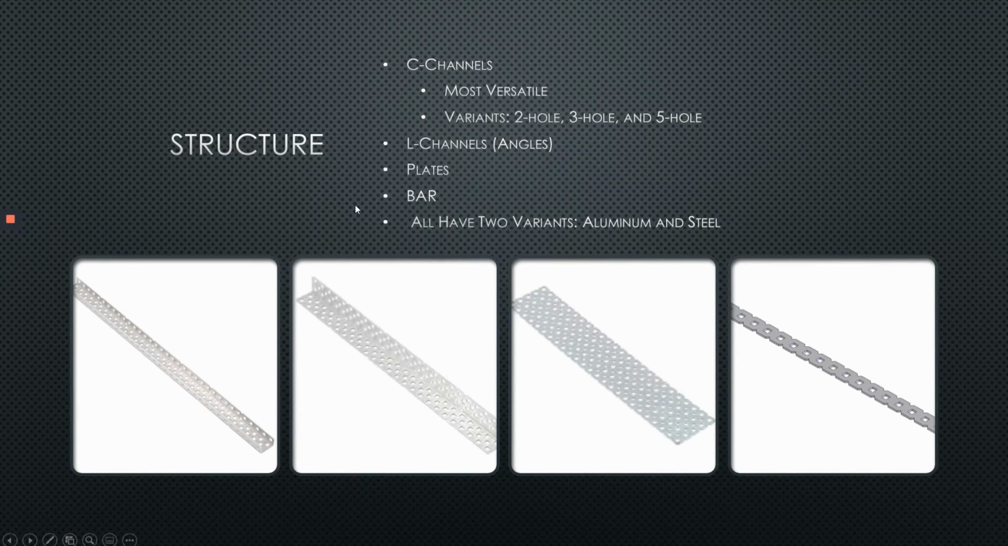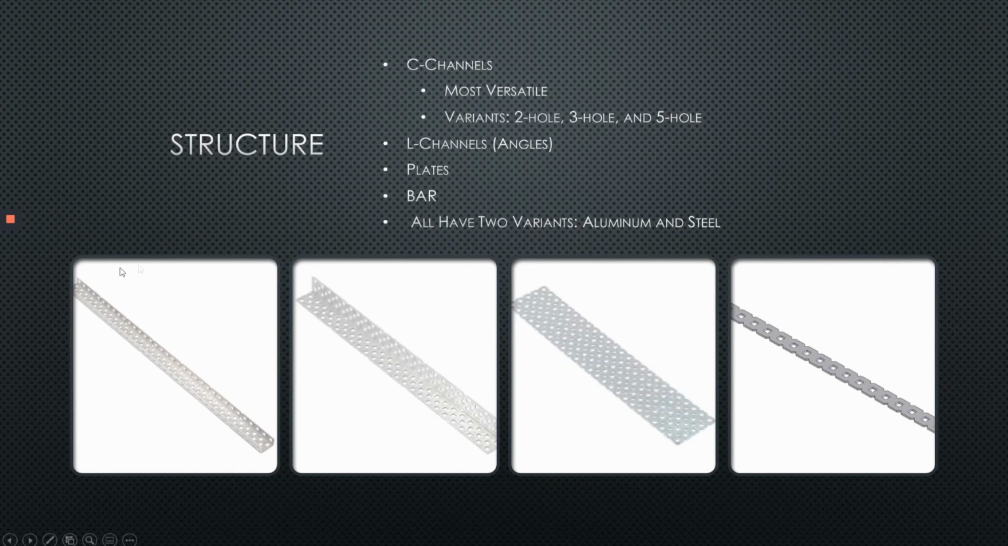The first main category of building parts are structural components. These are used to create a specific shape or form for your robot. They are used in almost every system in your robot, from your drivetrain, lift, shooter, and much more. The first most used is the C-channel.